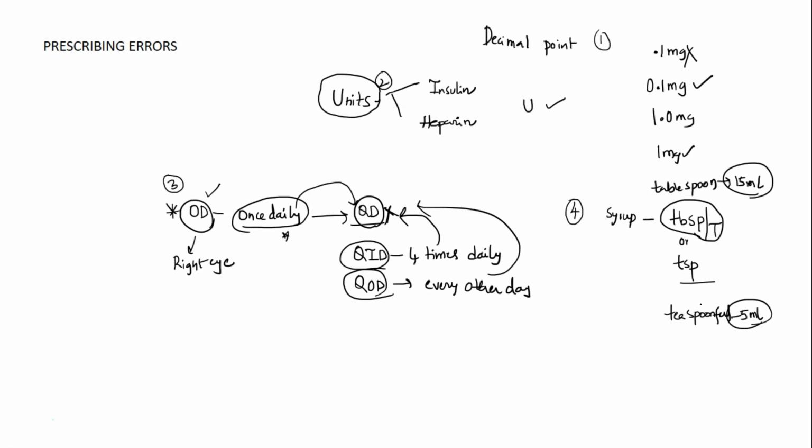Tablespoon is a bit bigger one. So do not mention TBSP or TSP. You have to write tablespoon 15 ml or teaspoon 5 ml. You have to write it. So do not use these symbols. Very important ones. Very important.